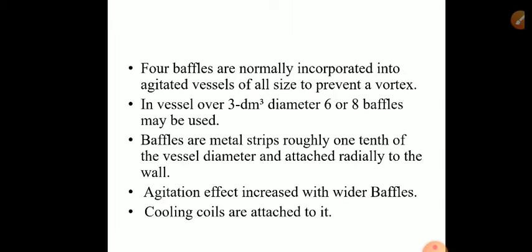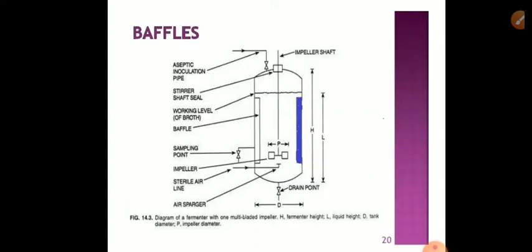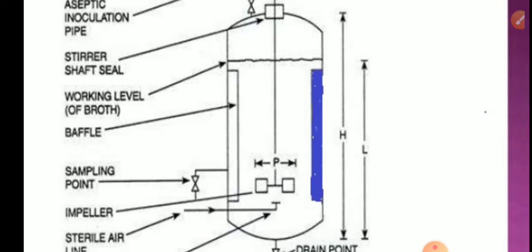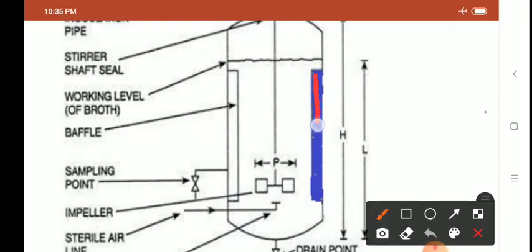Generally there are 4 equally spaced baffle walls to prevent vortex formation. But in some vessels 6 to 8 baffles may be used. What are baffles? They are actually metal strips, roughly 1/10 of the vessel diameter, attached radially inside the fermenter. Agitation effect is increased with wider baffles, and cooling coils are attached to these baffles. So in this diagram you can see a vessel, the one I have shown in blue color, this is a baffle wall.